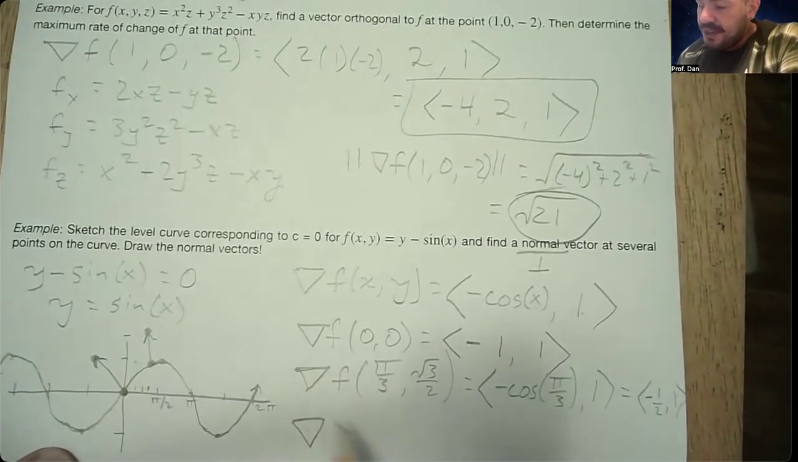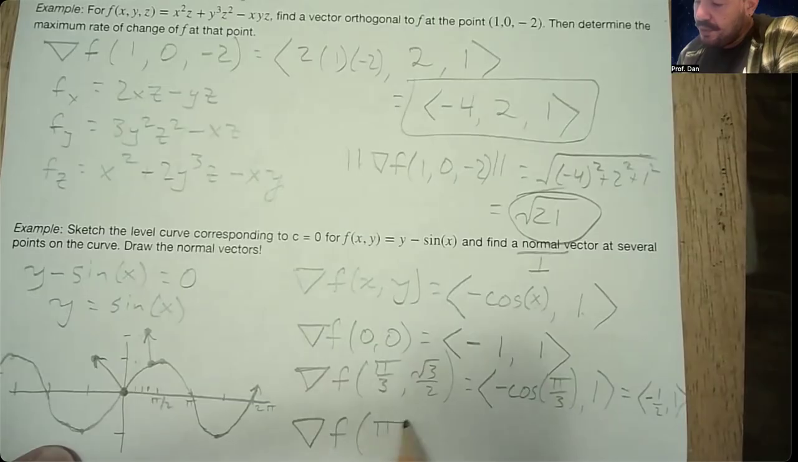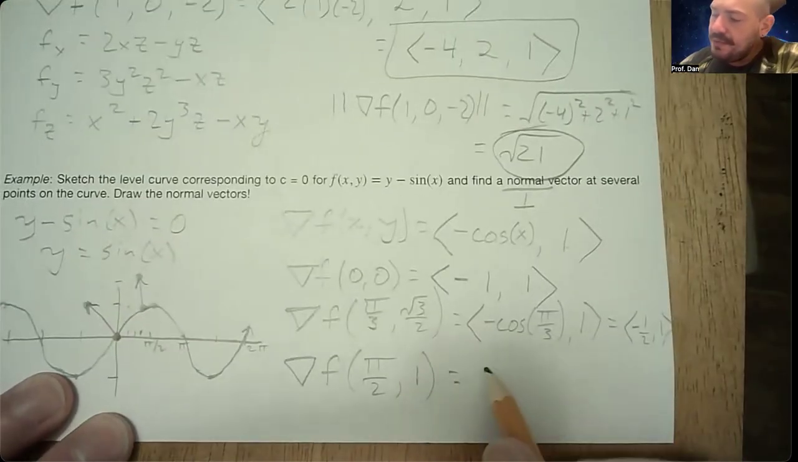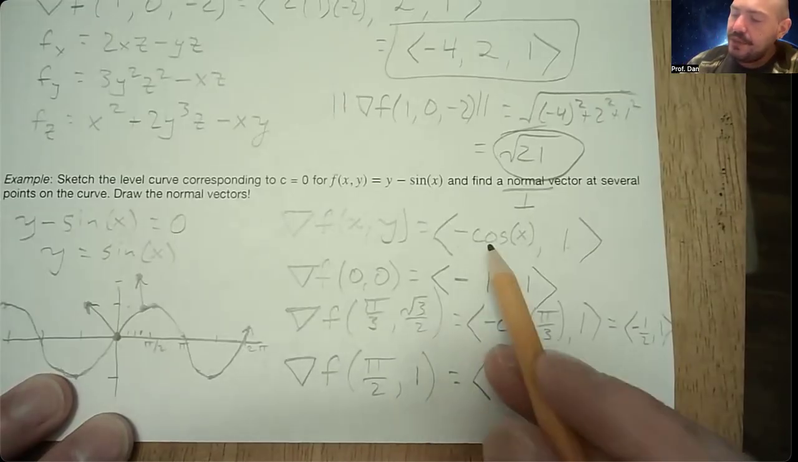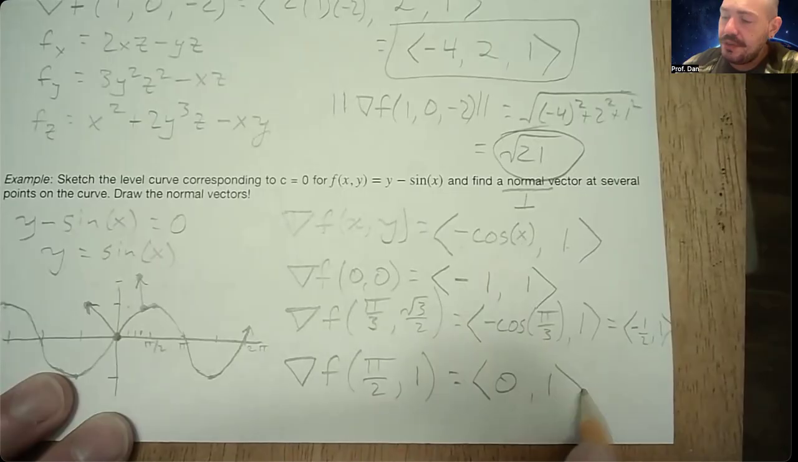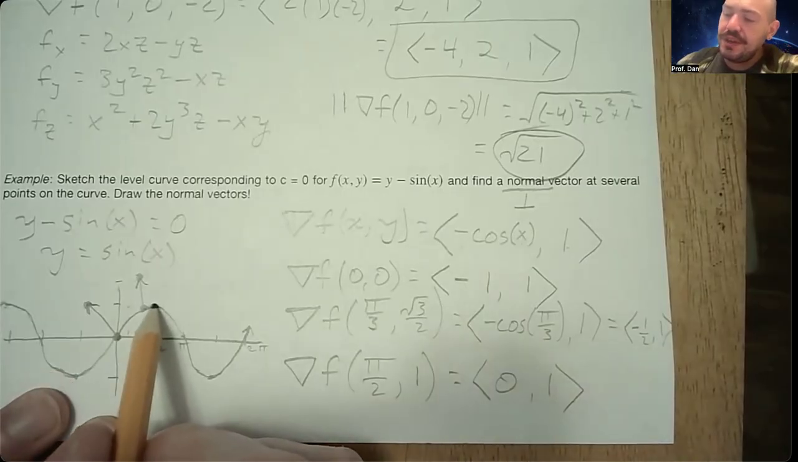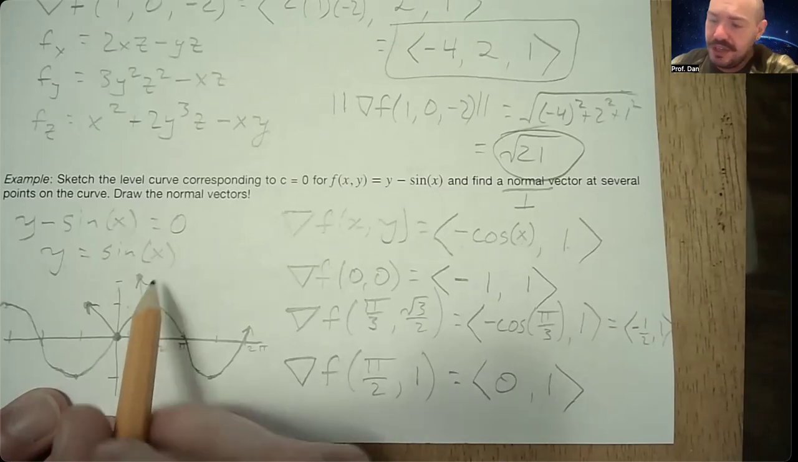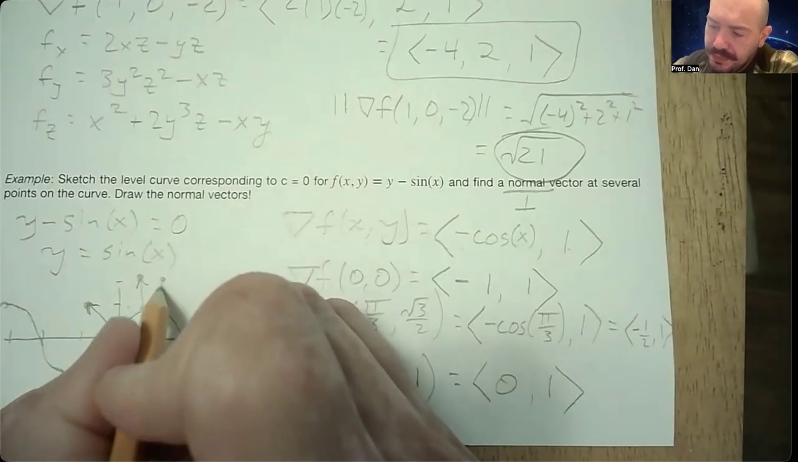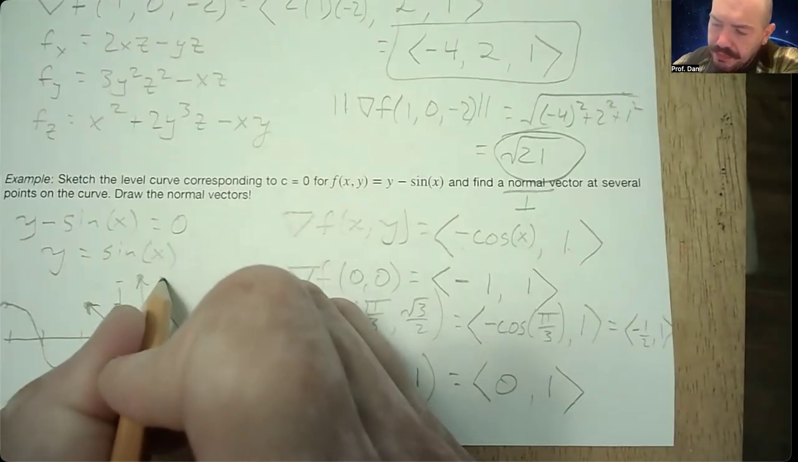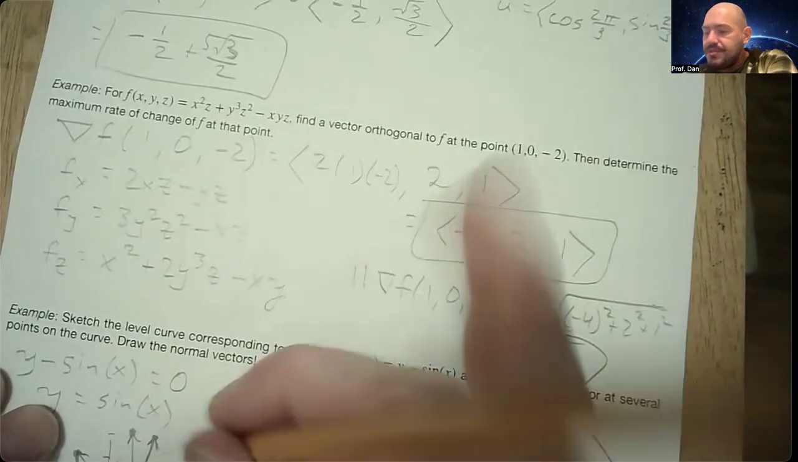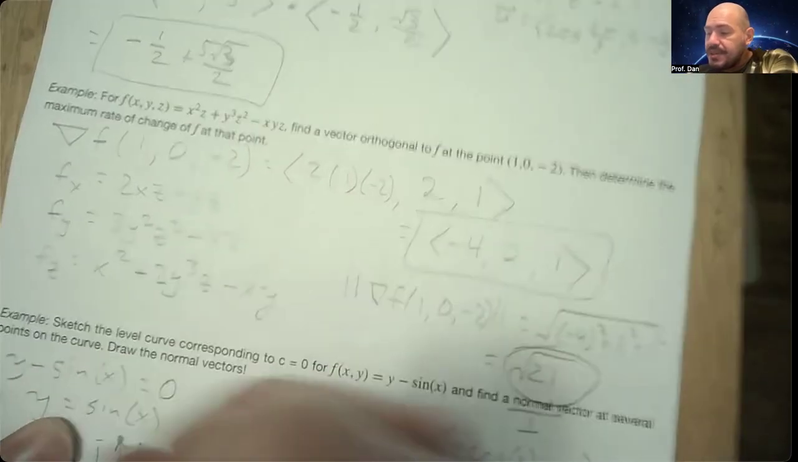And I'll do one more to illustrate this. Let's say I choose pi over 2 as my x. Sine of pi over 2 would be 1, so the y would be 1 on the contour line. My vector would be negative cosine of pi over 2, which is 0, and then 1. So if I'm starting at the point pi over 2, 1, I'm going to go over 0 units and up 1 unit. And there we go. For each of these, I cannot draw a straight line to save my life, especially in June.